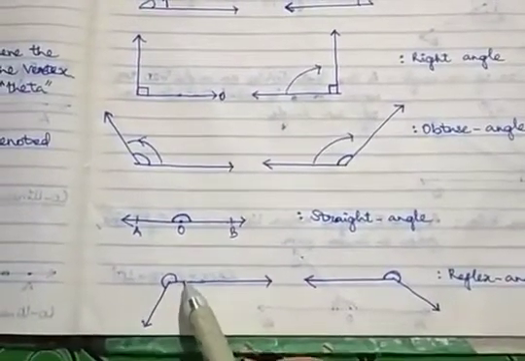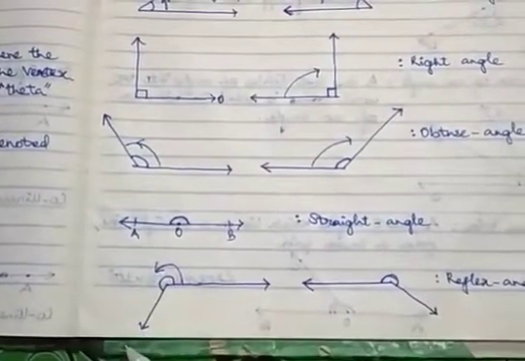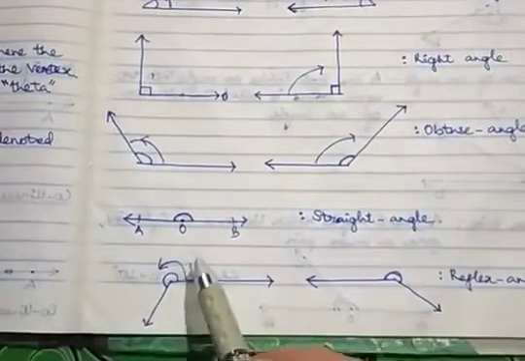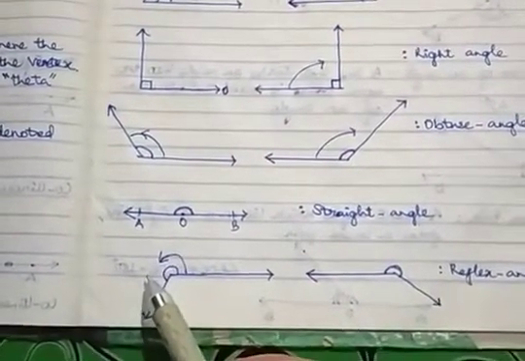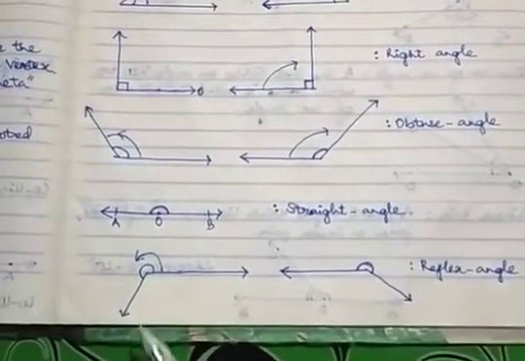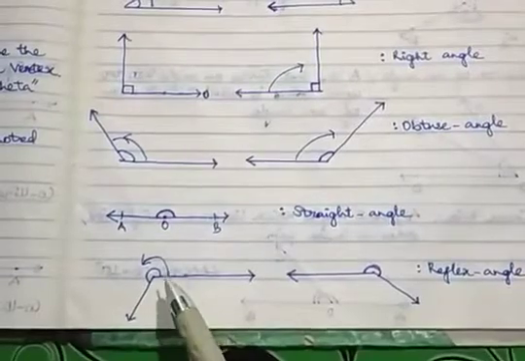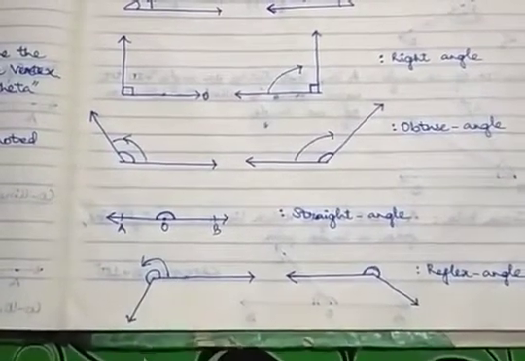Obviously, see where the angle is going. Angle is going in this direction, the measurement in the anti-clockwise direction. So in anti-clockwise direction, it has crossed 90 as well as it has crossed 180 degrees. That is why for reflex angle we have written the definition as: when the measurement of angle is greater than 180 degree but less than 360 degree, at that time it is a reflex angle.